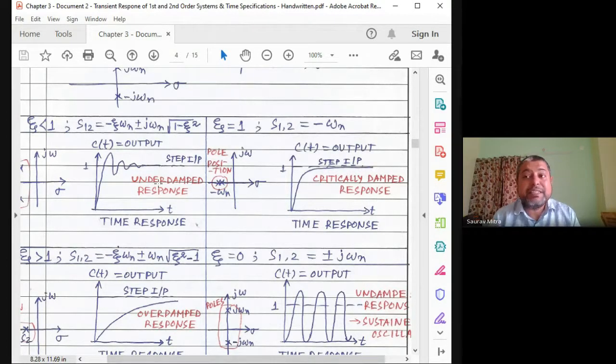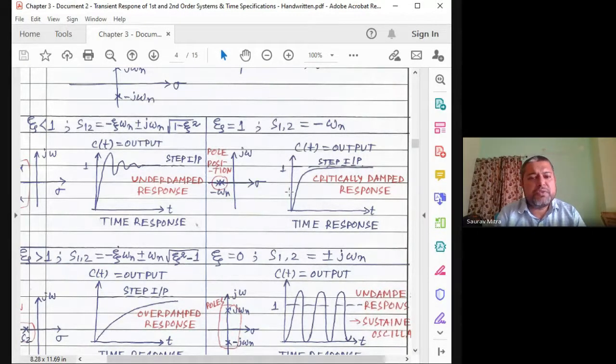In that case, after 10 seconds, the input will be 10 volt because the input is t. Then find how much the output is. Suppose the output is 8 volt after 10 seconds. So the input is 10 after 10 seconds, and the output is 8 after 10 seconds. In that case, at 10 seconds the error is 10 minus 8, that is 2 volt. We will discuss all these things when we do steady state. So these are the 4 responses.